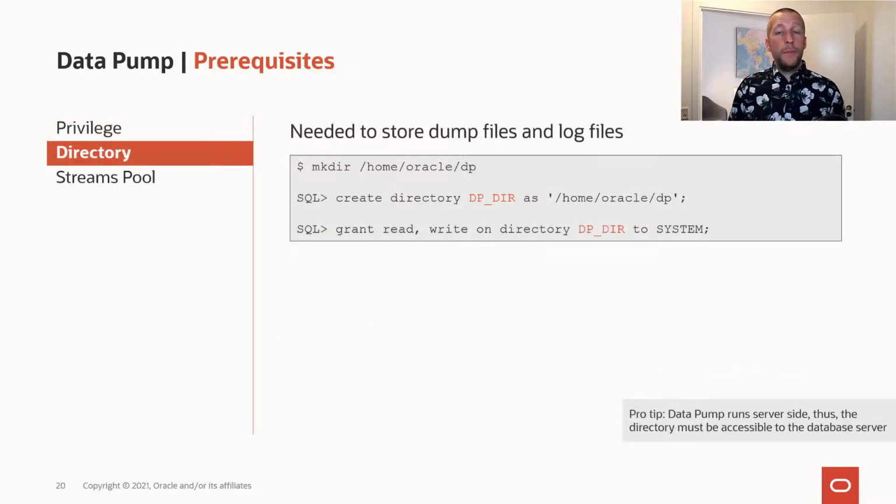In addition to that, Data Pump must have access to a directory object that points to a directory that exists in the file system and that the database has privileges to write to. Data Pump uses the directory object to store dump files and log files and potentially also SQL files. You should be aware that Data Pump runs server-side. This means that the directory must exist on the database server. So even though you sit at your client and start a Data Pump export or import, the directory must be accessible to the database server, not to your client.